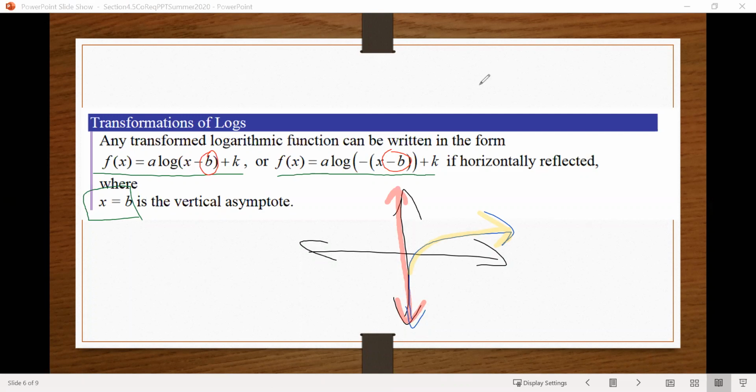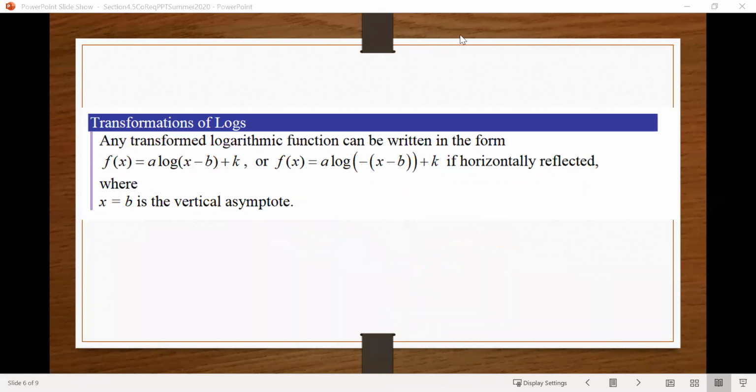However, if it's been horizontally reflected, so we're looking at the second case here, that means it's been reflected over that vertical axis, which means the graph is going to look something like this. Notice that the part that is going to infinity is shooting off to the left. So that'll be our marker for whether or not a log function has been horizontally reflected. If the part shooting off towards infinity is going to the left of the asymptote, then it's been horizontally reflected. If it hasn't, then we would use the first formula to find the equation.